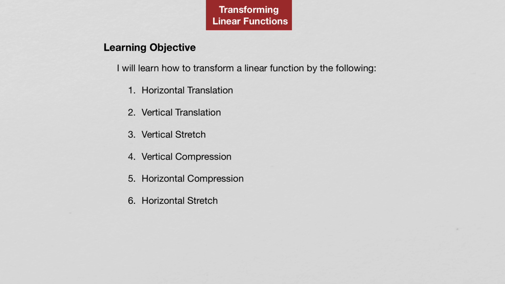So even though I have 6 categories listed, horizontal translation, vertical translation, and then the rest of these 4, it's really essentially 4 different categories. So horizontal translation, vertical translation, so that's 2, and then the next 2, vertical stretch and compression, I would count as a 3rd category, and then horizontal compression and stretch as the 4th category. Okay, so let's go ahead and dive in to each one of the 4.